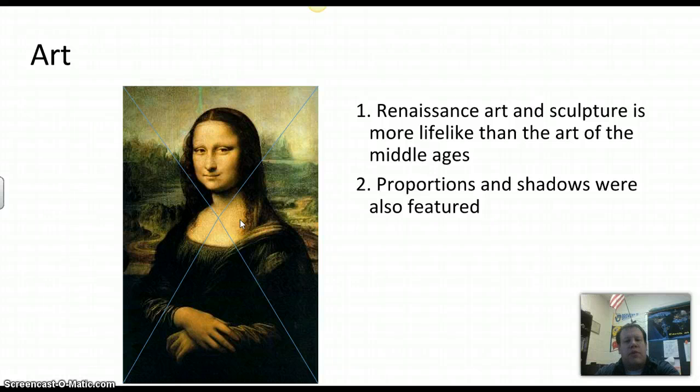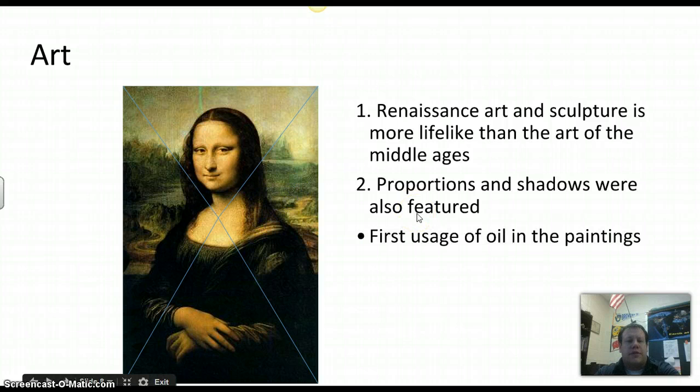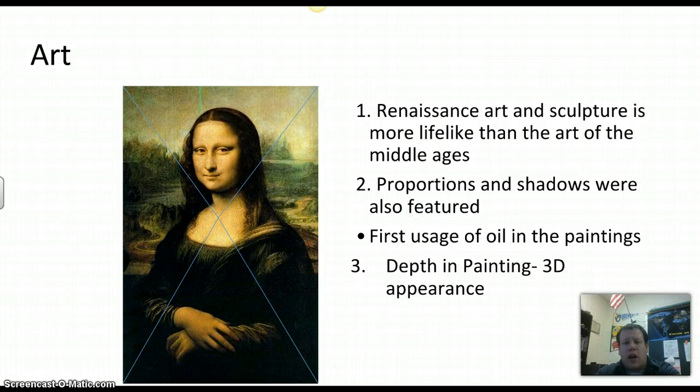All that shadow really adds a lot to the depth of the painting. You can tell it's a real person, kind of the features that way. Also, the first use of oil painting. This is more in the Northern Renaissance versus the Italian Renaissance. The Italians still use a lot of water-based paint, but oil paintings were used more, and oil paintings stayed longer than water-based paint did. Also, depth in the painting.